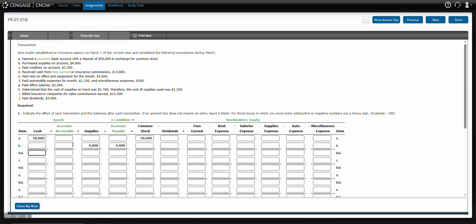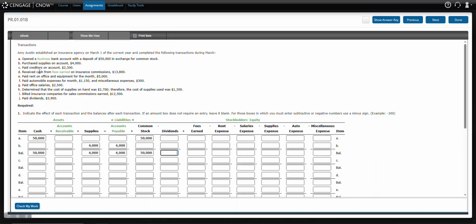So they want us to do a balance here. So we have $50,000 in cash. We have $4,000 in supplies. We owe $4,000 in liabilities, and we have ownership of $50,000 in common stock. So if we take a look, we've got $54,000 on our asset side, and that always has to equal our liabilities plus our stockholders' equity, which it does. We have $54,000 on the other side.